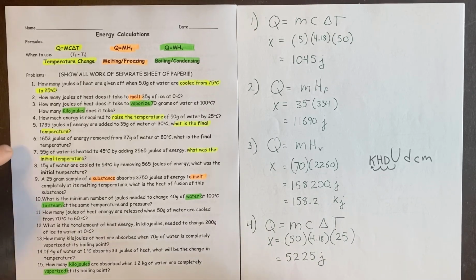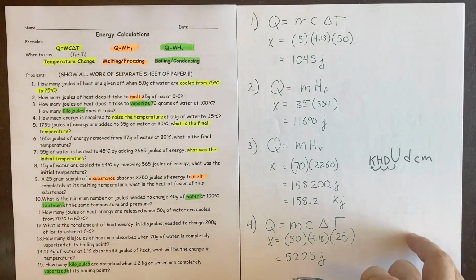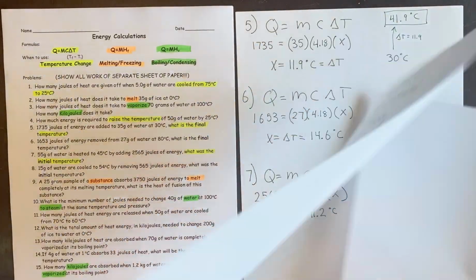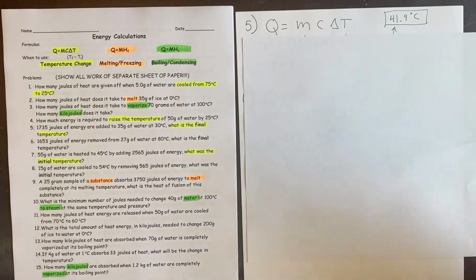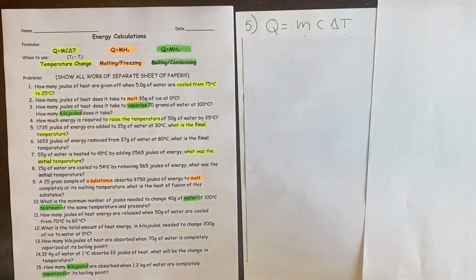We're gonna do 5, 6, 7, and then we'll do a couple more, and then that's it. So, next page. Number 5, these are two-step problems. For number 5, it says 1,735 joules of energy is added to 35 grams of water at 30 C. What is the final temperature?